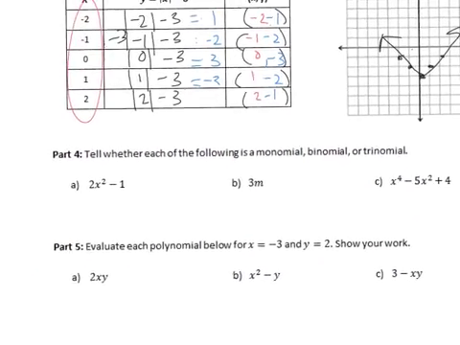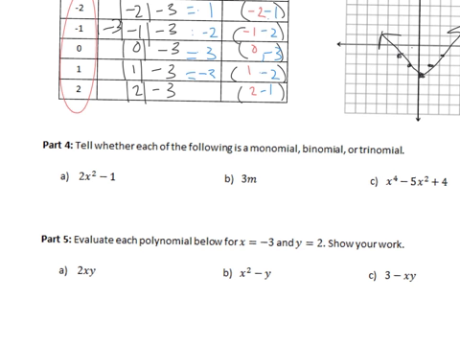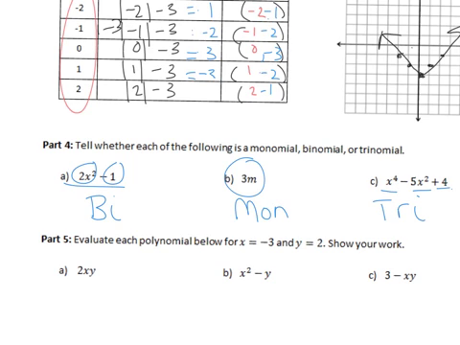And then tell whether each of the following is a monomial, binomial, or trinomial. This has 2 terms, so this is a binomial. This is 1 term, so it's a monomial. And this has 3 terms, so it's a trinomial.